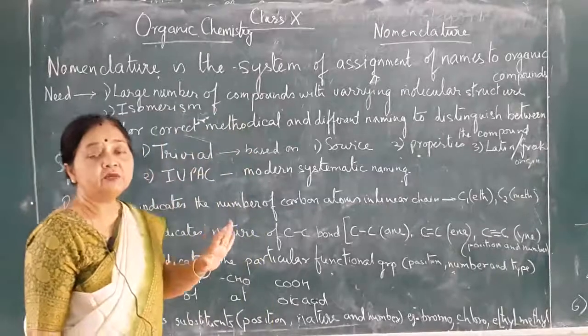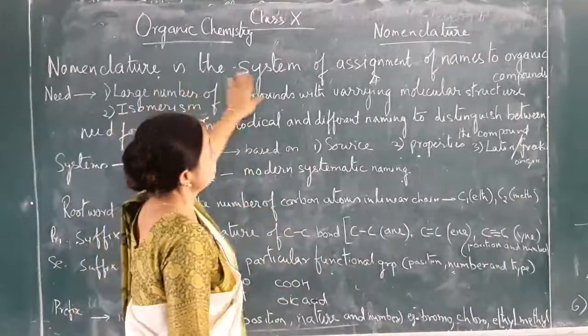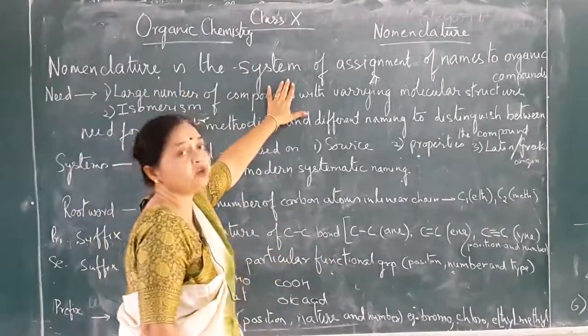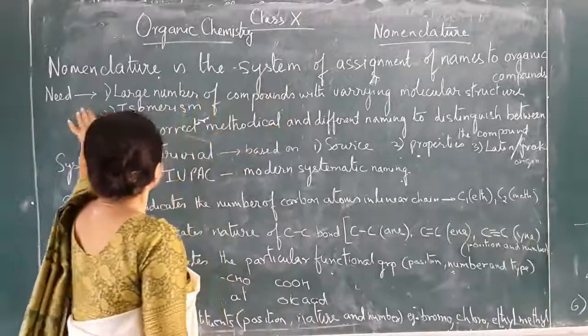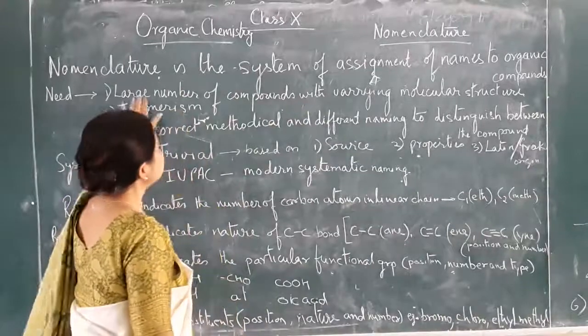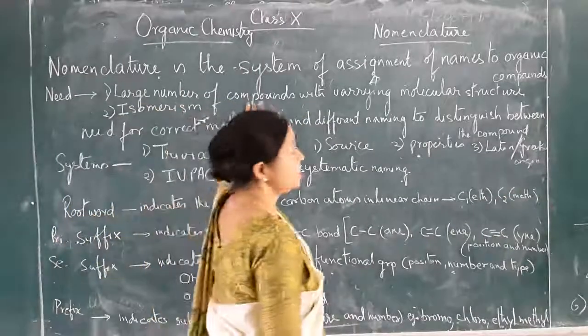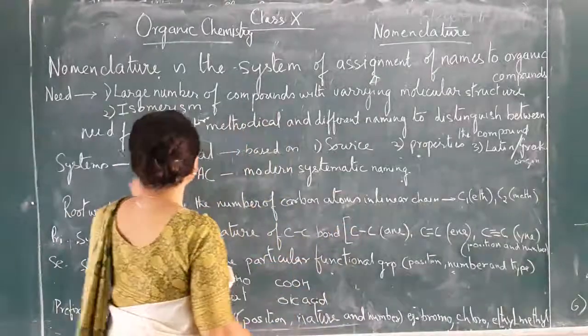Today we will do the nomenclature, the system of naming. What is nomenclature? It is the system of assignment of names to organic compounds. And what is the need of nomenclature? The need is such a large number of compounds of varying molecular structure, varieties of molecular structure.